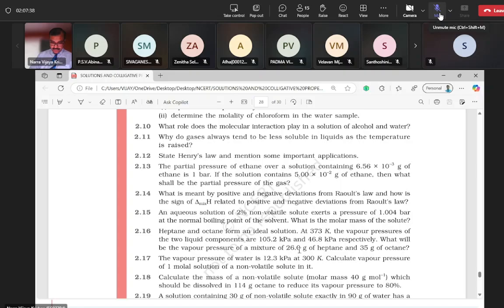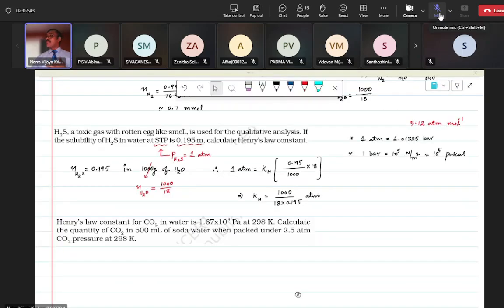282 is the answer given. Whether the answer is exactly 282 or not, we got 277-something now, so you will get it exactly. So 1000 divided by 18 is 55.55, divided by 0.195 gives 284.9. I got 285. Answer should be 284.9.